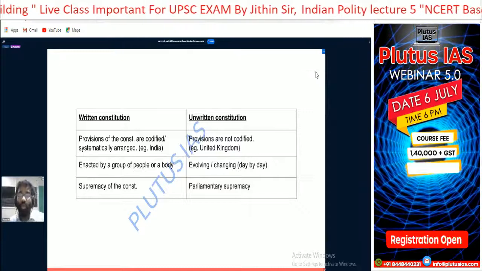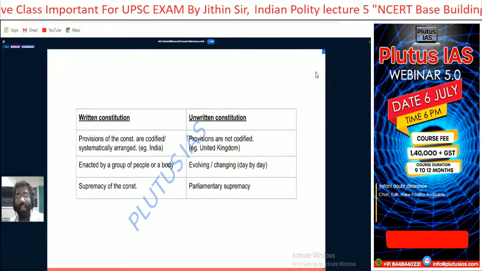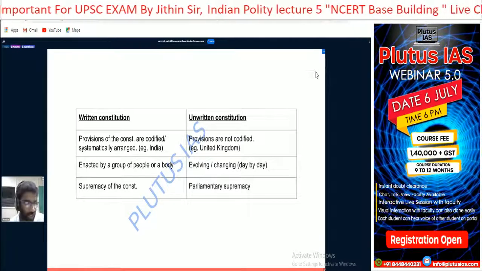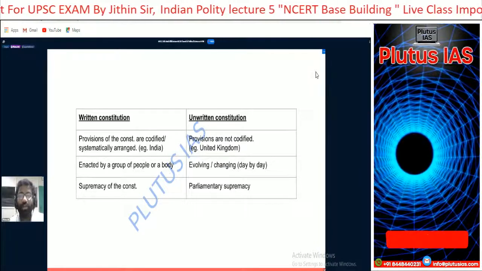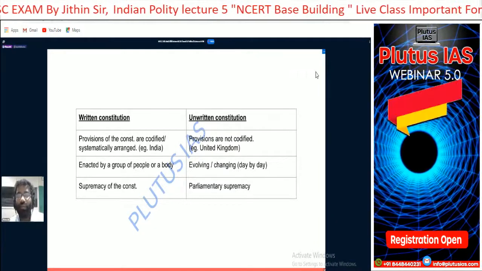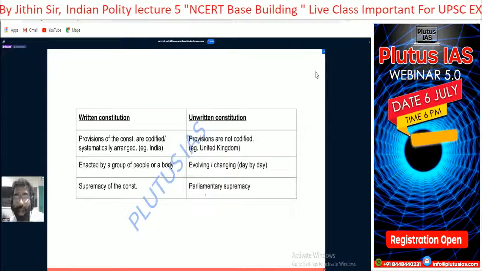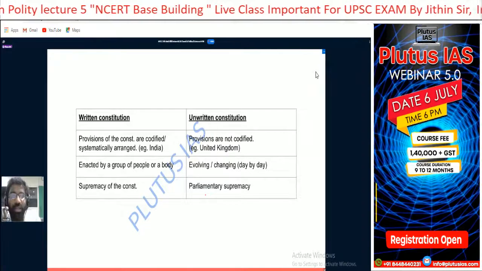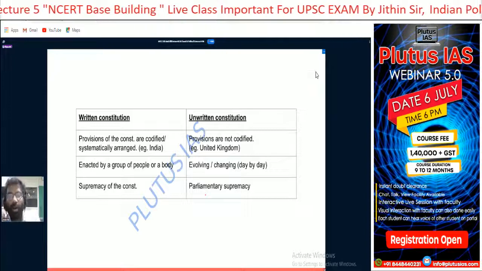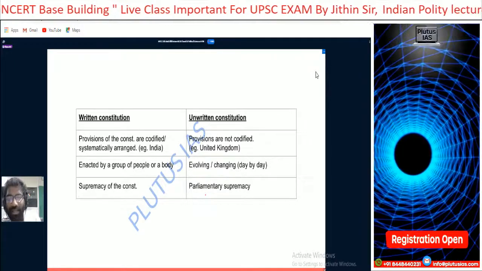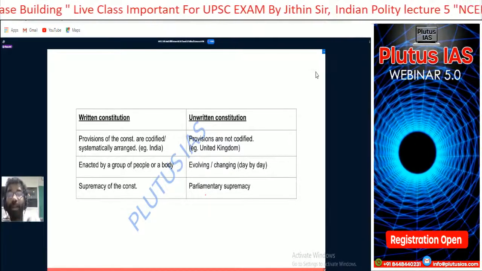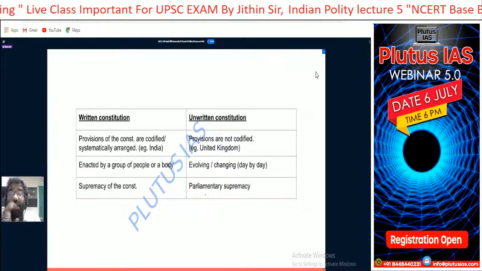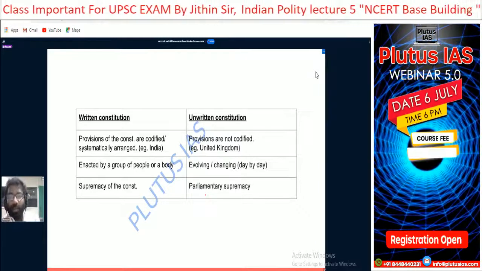Okay, now the last point I have already explained. Under written Constitution, write down supremacy of the Constitution. Just write down the Constitution is above all. Under written Constitution, write down it is supremacy of the Constitution. That means the Constitution is above all.